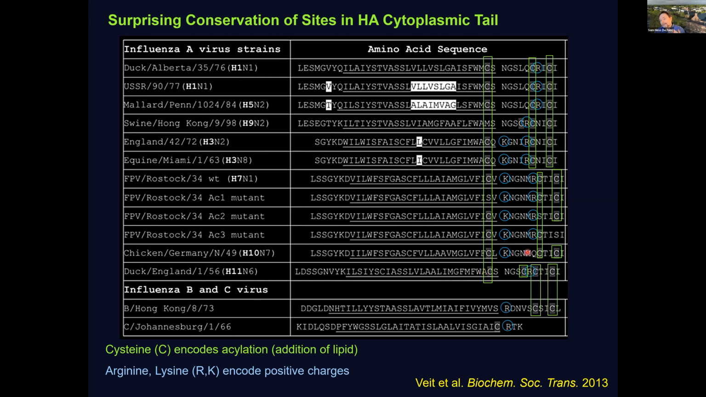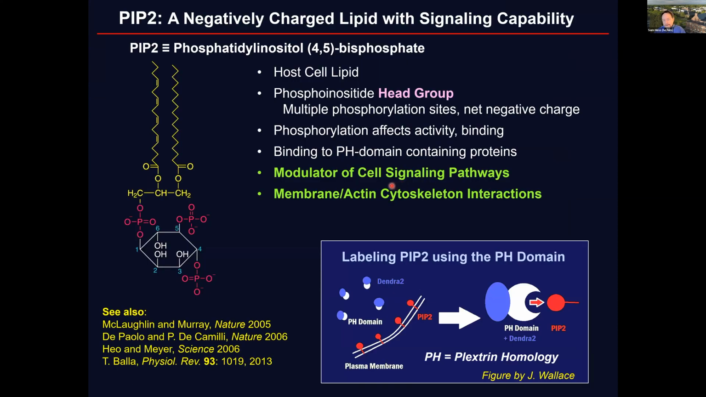And since HA is a trimer, if you have two positive charges, you really have a +6 charge per trimer and 9 acyl groups. So Nikki Kurthoy, a brilliant postdoc in the lab, suggested that this might be a way for PIP2, or phosphatidylinositol 4,5-bisphosphate, to interact with the tail. Might be a good candidate. It has a very negative head group, and it's known to modulate a number of signaling pathways that have been implicated in influenza infection. It's also a known interactor with actin and actin binding proteins.